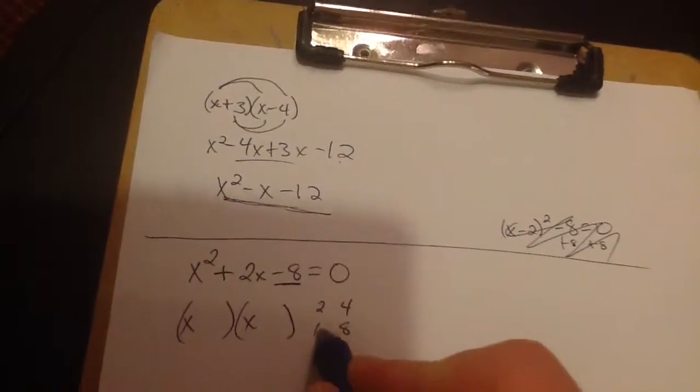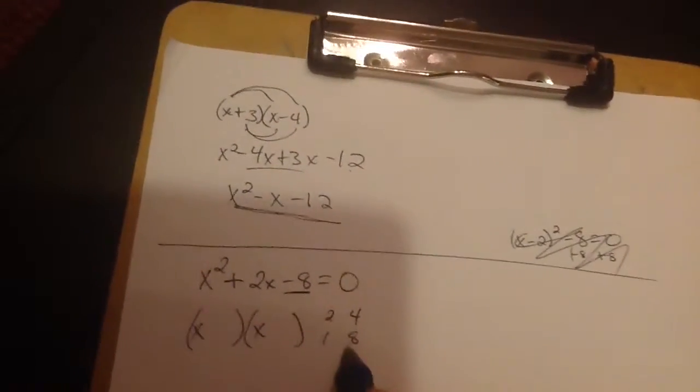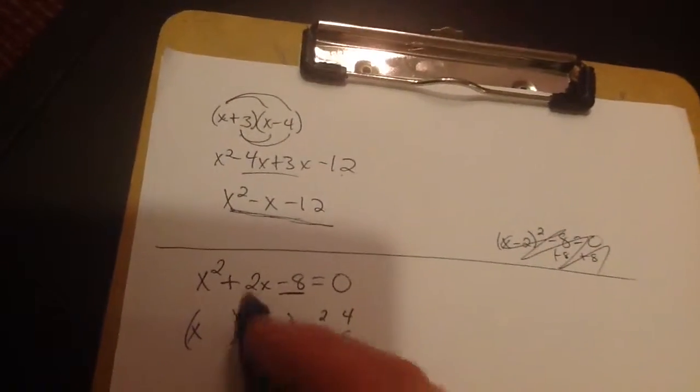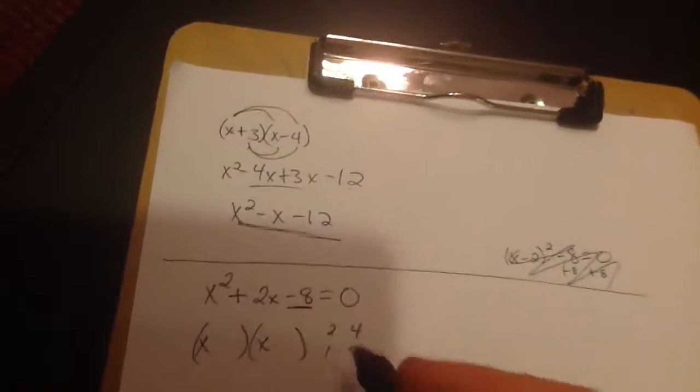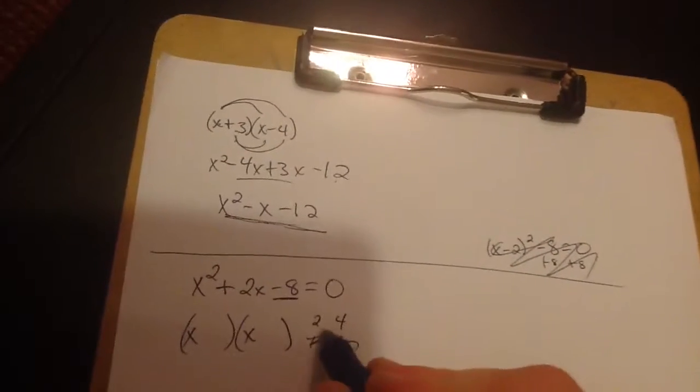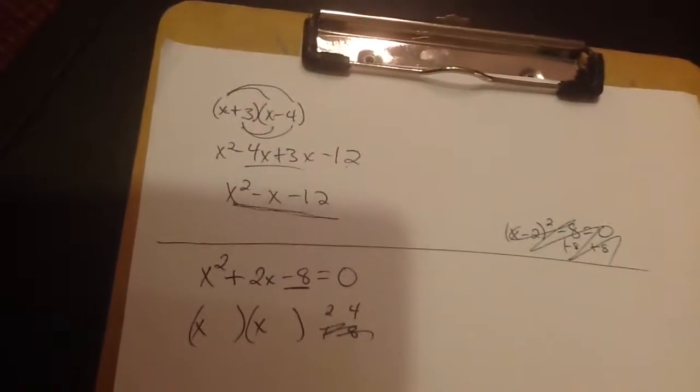So like here, if I have an 8 and a 1, can I combine those to get 2? Well, no. 8 minus 1 is 7. 8 plus 1 is 9. I can't add or subtract them to get 2, so it's not going to be those. But I can do 4 and 2 and get positive 2.